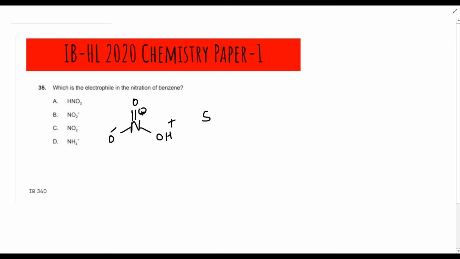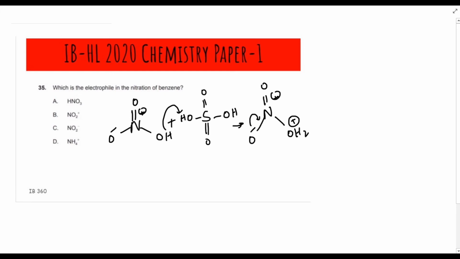Firstly, nitric acid reacts with sulfuric acid. What happens is this OH tries to take away this H+ from the hydrogen of sulfur. What we get here is this thing, OH2+. Now in the next step, this negative charge on oxygen tries to form a bond with this nitrogen, and this bond breaks up. So finally what we get is this thing. This is basically NO2+, and NO2+ is the electrophile for the nitration of benzene. The pi electrons of the benzene ring then react with this NO2+, form a bond with this nitrogen, and the reaction mechanism keeps going on. So option B is the correct answer to question 35.